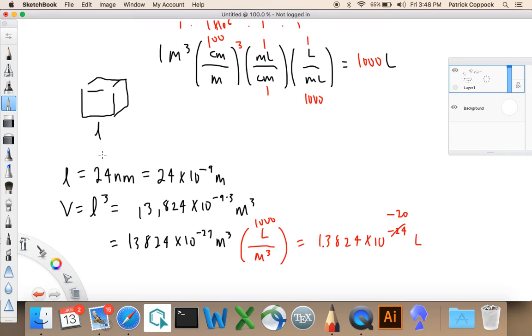Now, last thing I've got to do is say there's 2 sig figs in that, and that's the only number I put in there. That's the only measurement, it was 24. So it's 2 cubed. So this is going to have to be 2 sig figs. So this is going to be 1.4 times 10 to the minus 20 liters. Okay, and that's the answer for part A. Hope that helps. I'll do part B here in a second.